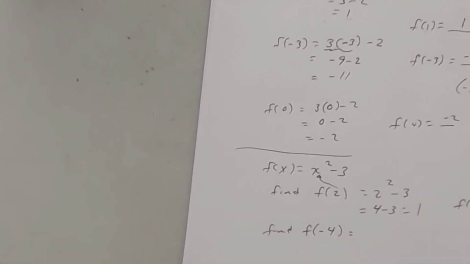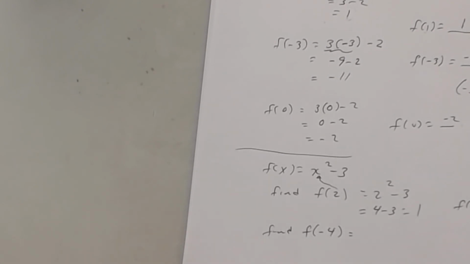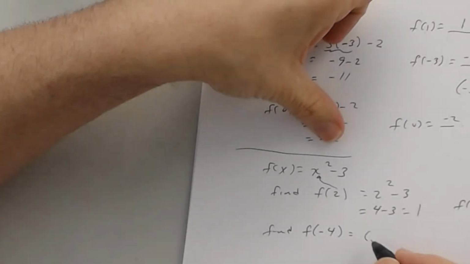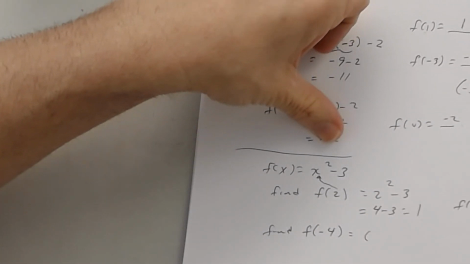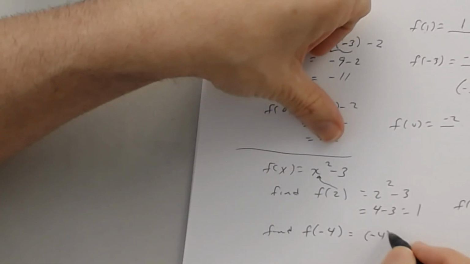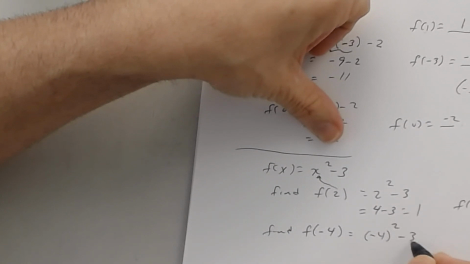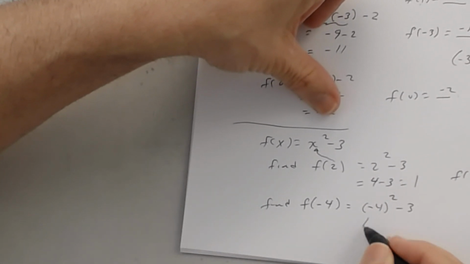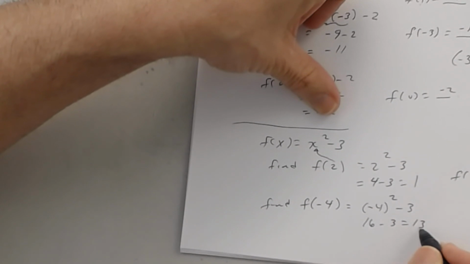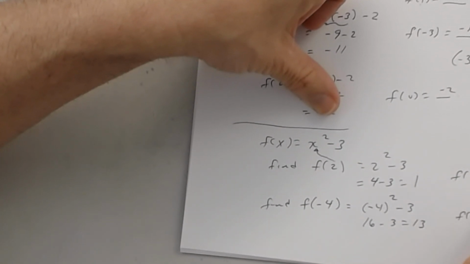Let's find f of, let's say, negative 4. What would you do there? Where we see the variable x, what do you plug in? Negative 4. Now remember, you need parentheses there because x is negative this time. Negative 4 squared minus 3. 16 minus 3, which is 13. So what's f of negative 4? 13. Okay.